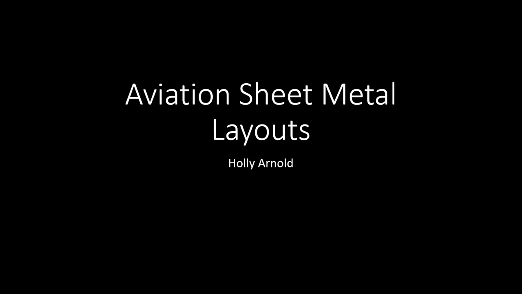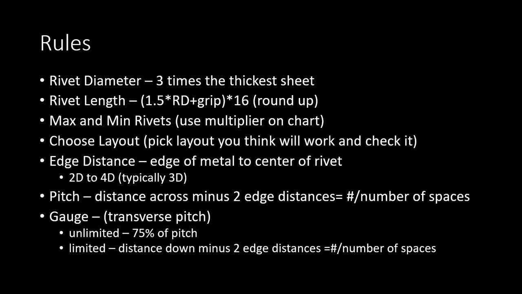First we're going to go over some general rules. Rivet diameter: in order to figure it out, you're going to do 3 times your thickest sheet, whatever it is. Rivet length is going to be 1.5 times our rivet diameter, plus grip length, which is the amount of material you're joining together, times 16. And then you round that up to the nearest whole number.